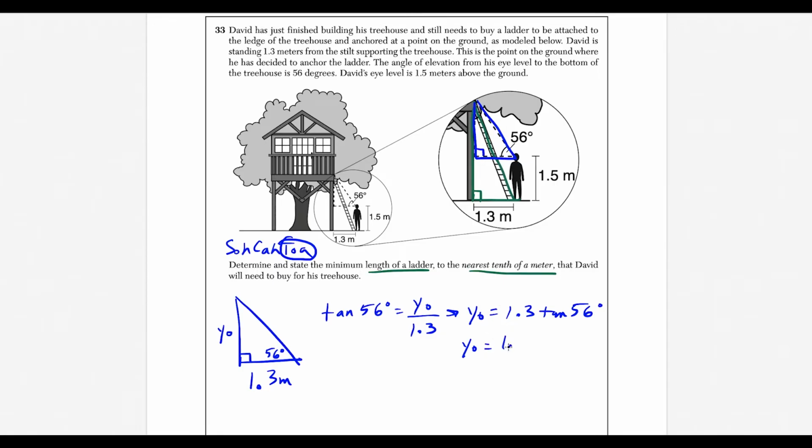This is going to be 1.927. Okay, so we'll stop it here. At the end, we want to round to the nearest tenth, but I don't recommend rounding to the nearest tenth throughout the question. Round to the nearest tenth at the very end, otherwise that could throw your answer off by a little bit.